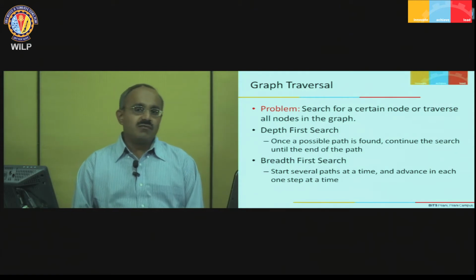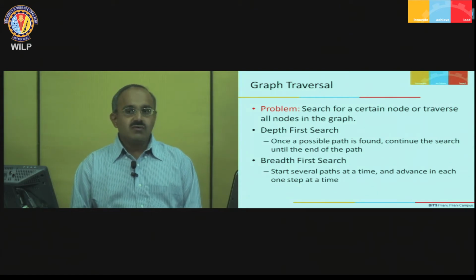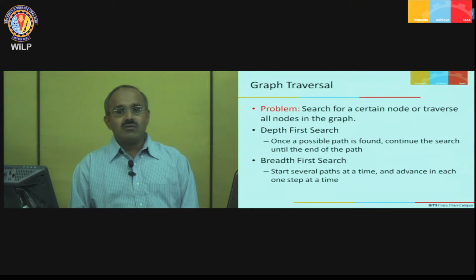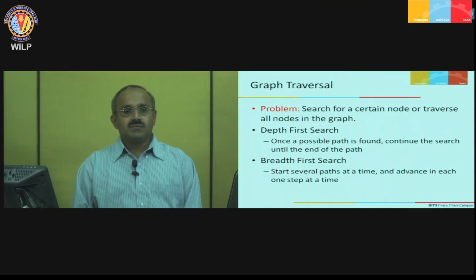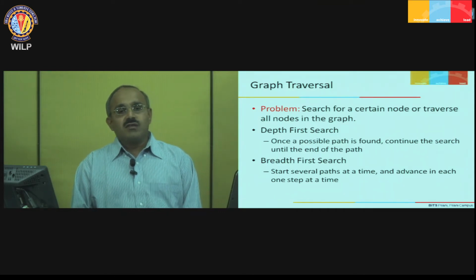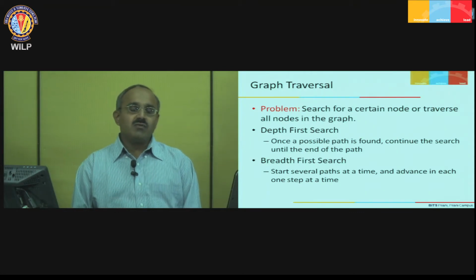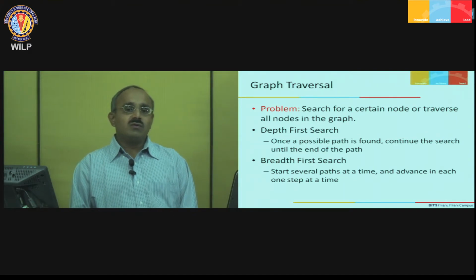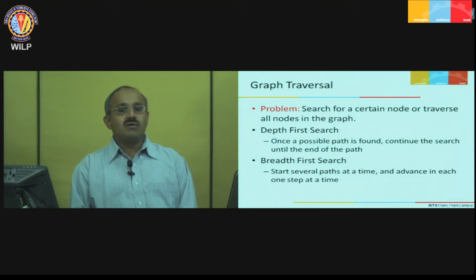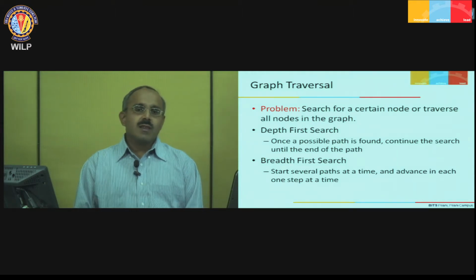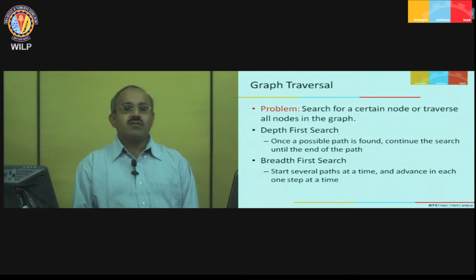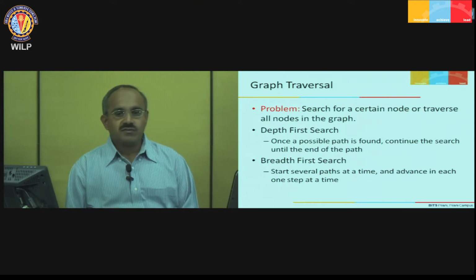Traversing a graph typically includes searching for a certain node or traversing all nodes in a graph. Again, if the graph is representing a map of a city and you want to find a particular city and a way to that particular city or a point, you need to understand how you are going to traverse the graph. There are two main ways of doing it. One is called depth first search and the other breadth first search.